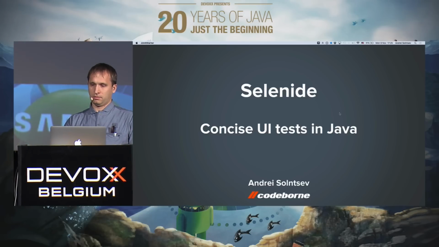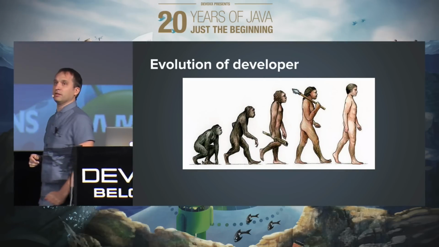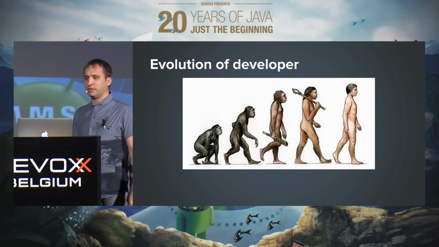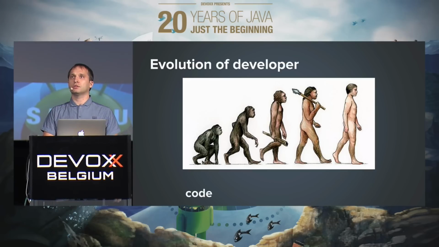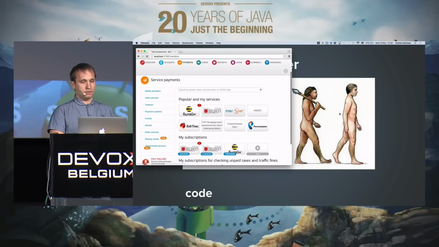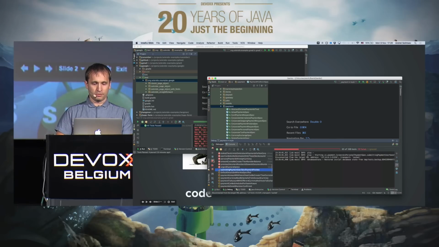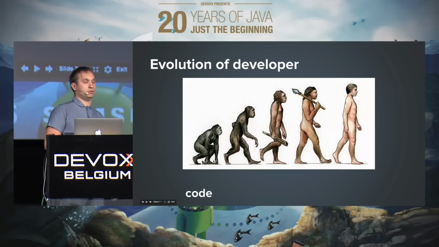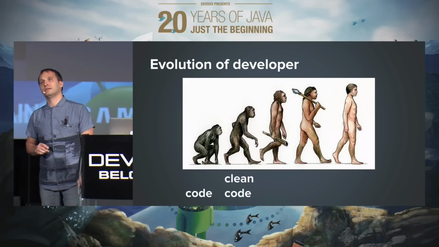Let's look at the evolution of a developer, as for me. The first stage of developer is a developer who can write code. Whatever complex code you write, whatever complex technologies you use, microservices, hyperservices, whatever, your big data, you are still on this phase until you can write clean code.